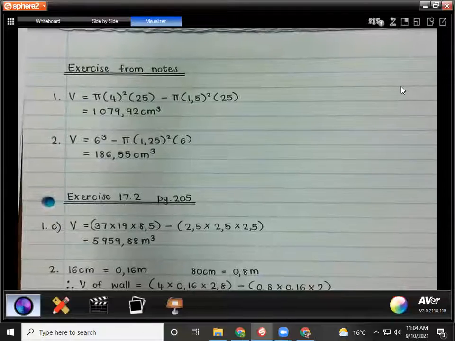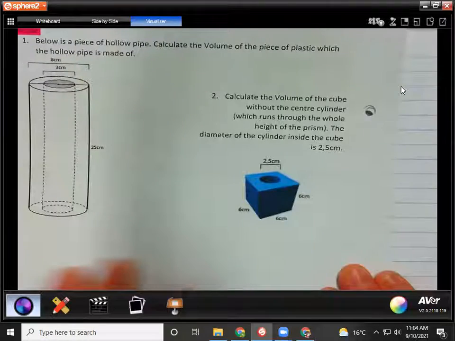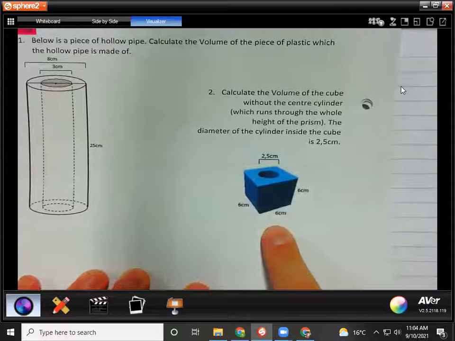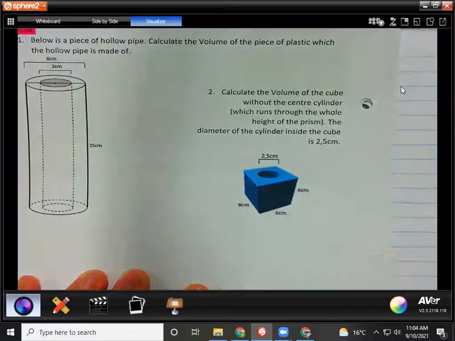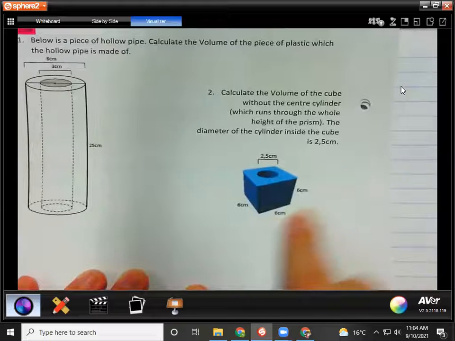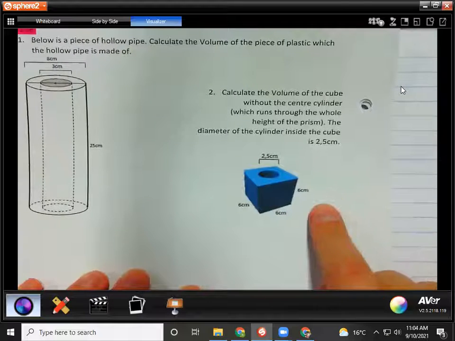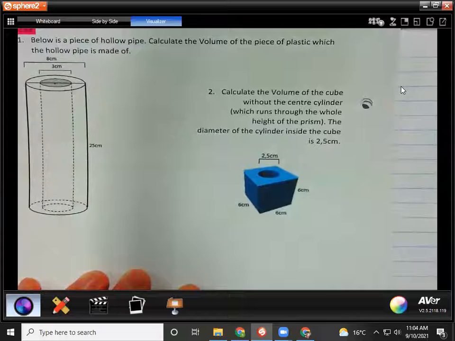All right, then number 2 was this cube. In number 2, it was the cube where you took out a cylinder again. So for the volume of this cube, we see that all the sides are 6, right? And we remember the formula for the volume of a cube is 6 cubed. And then we're taking out the cylinder inside.